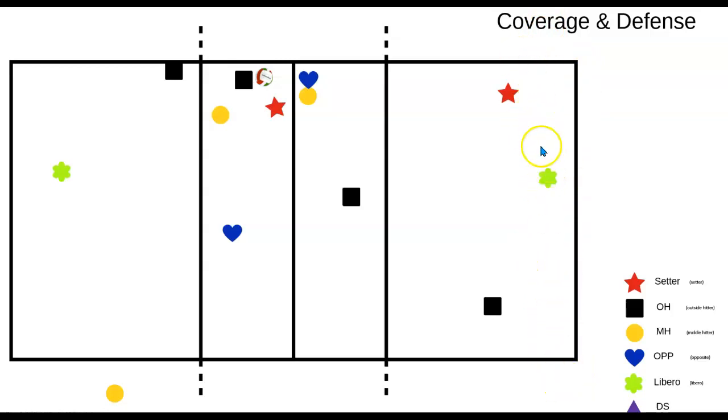Obviously, you're going to cover behind, and you're going to read that hitter's arm. If she's swinging more to this way, then you'll come over this way. If she's swinging more to this way, then you're going to gravitate towards that way. Our left front is going to pull off. She's going to be about 1.5 feet inside of the 10-foot line, right near the top of that circle on the floor by our net.